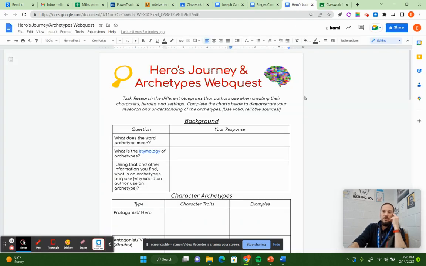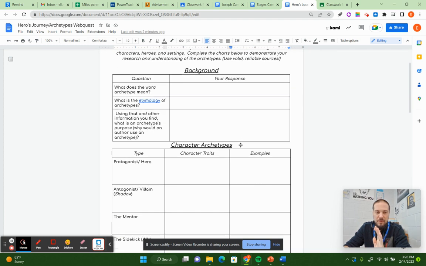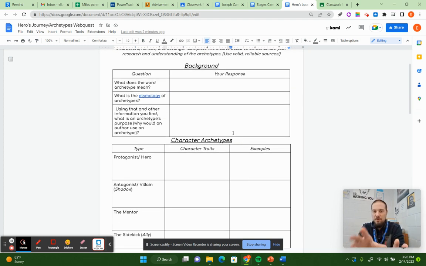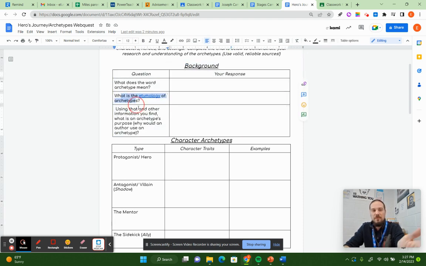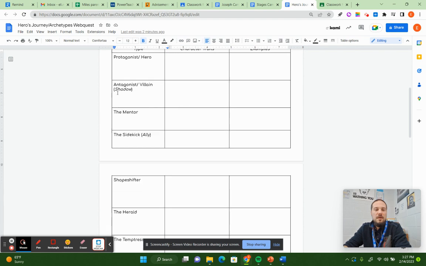Let's talk about the actual Digital Learning Day assignment. Okay. It's actually not that extensive, but there are three things that you're going to have to go back and forth between to finish it. Okay. So the first thing you're going to have to do is this is the actual text or document you're going to be filling out. Okay. And so this is kind of like your activator activity. What is an archetype? What is the etymology of archetypes? What is an archetype's purpose? Why would an author use an archetype? So on and so forth.